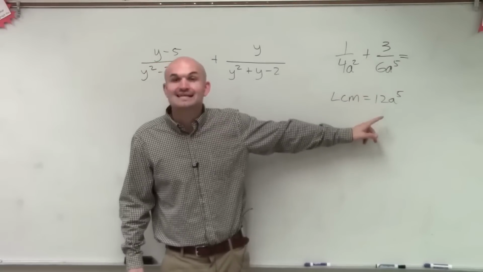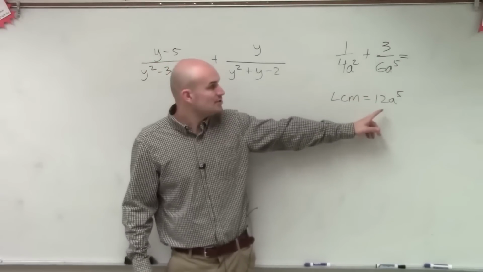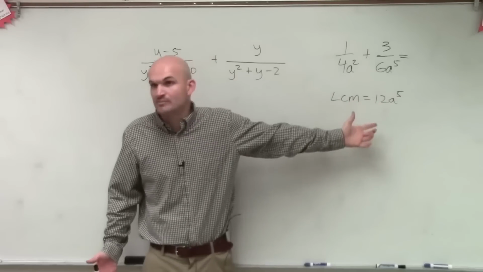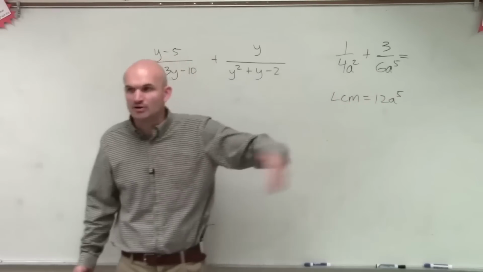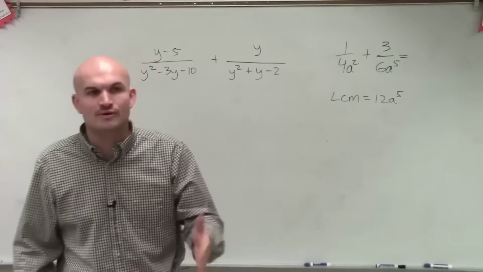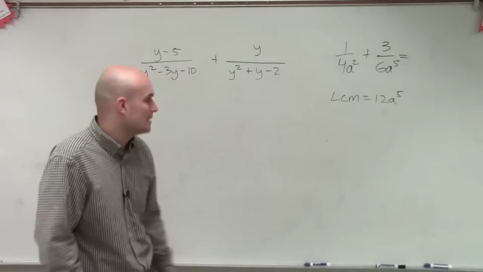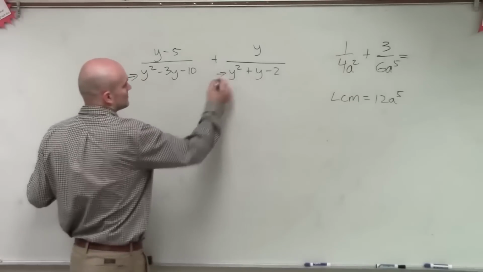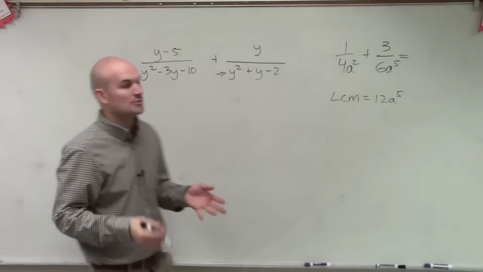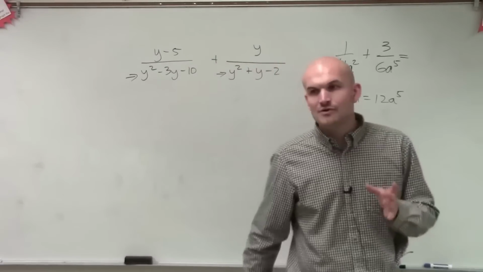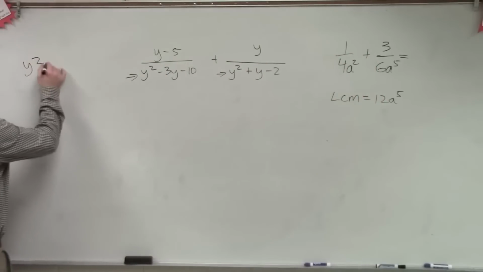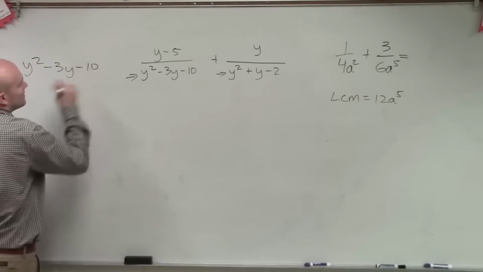But you could also say a common multiple would be 24, if you multiply them. But that's not the least common multiple. We always want to use the least common multiple so you don't have to simplify at a later time. So what I'm going to do is see, can I factor these? Whenever you see a trinomial or even a binomial, see if you can do some factoring. So we look at y squared minus 3y minus 10.